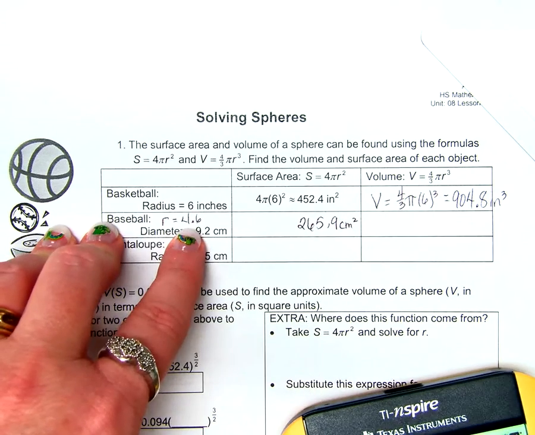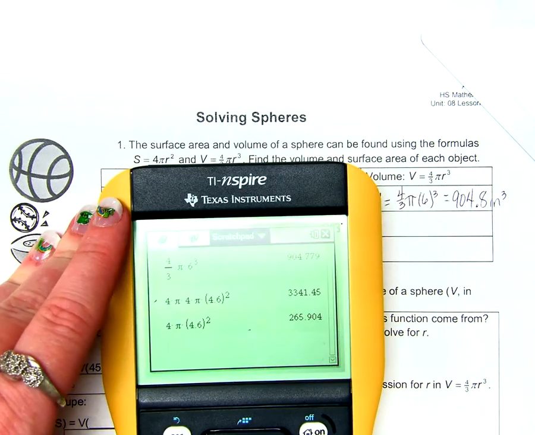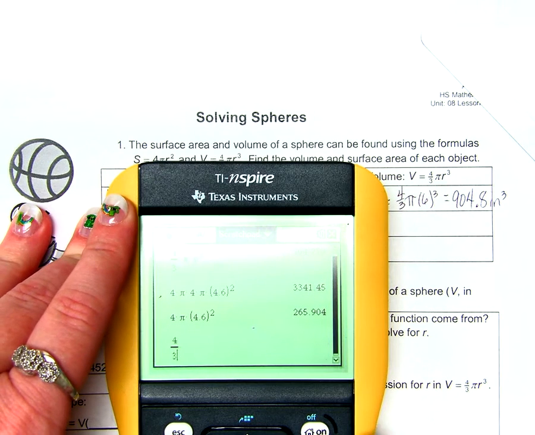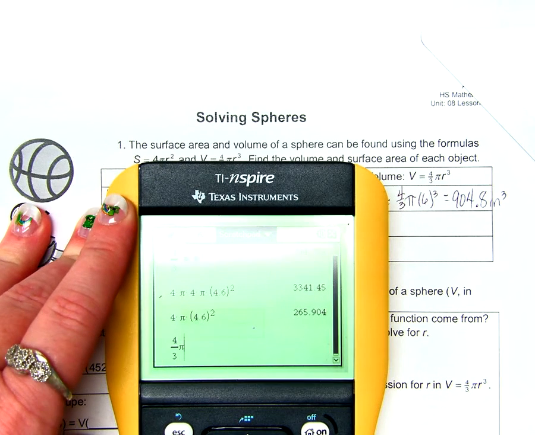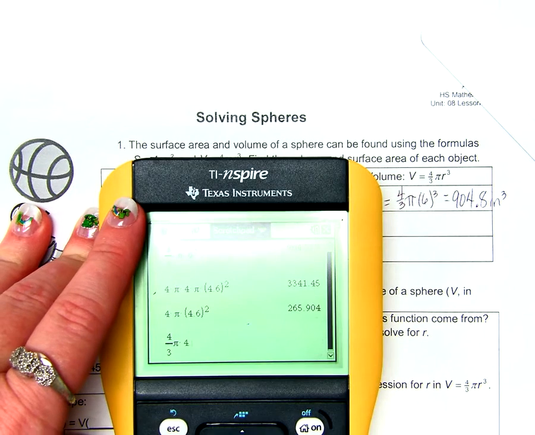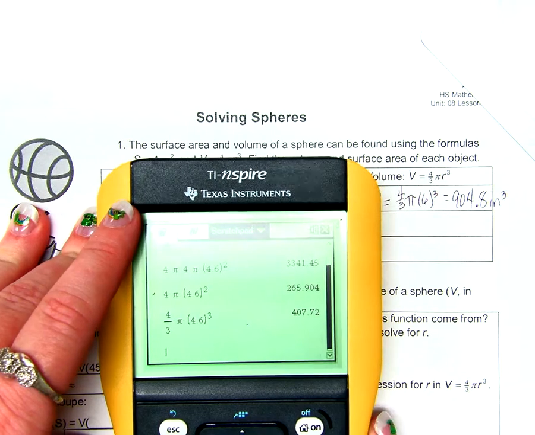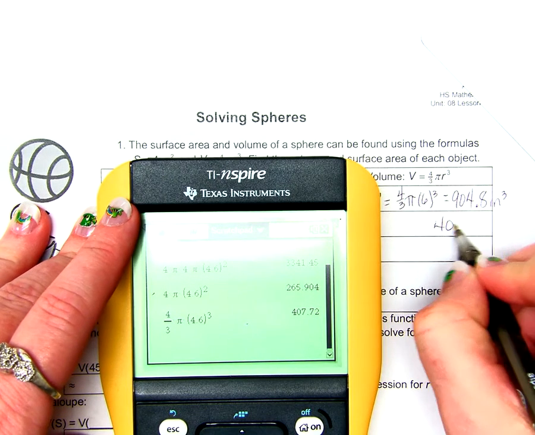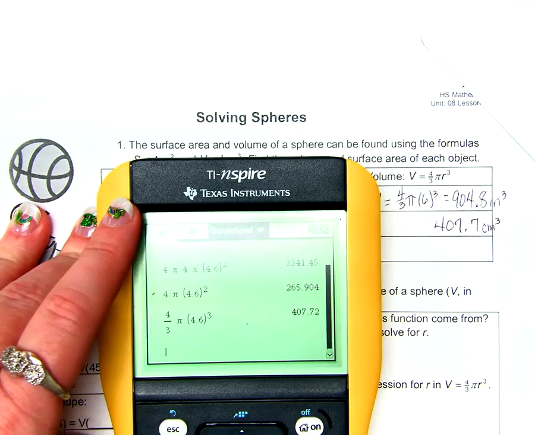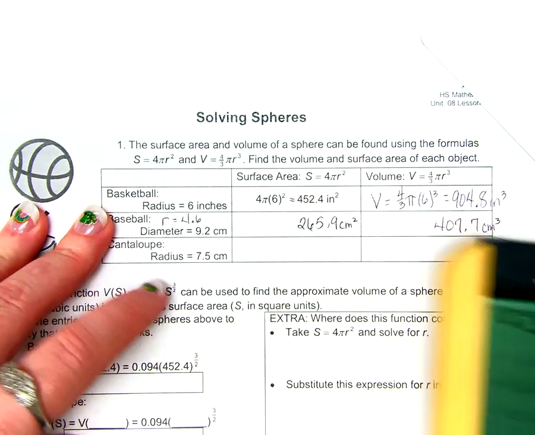Finding the volume of a baseball, same kind of deal. We're going to have to use the radius and not the diameter. So we're going to do control divide to get my 4/3. 4/3 pi times, what was it, 4.6? 4.6 raised to the 3rd power. Okay, that's 407.7 centimeters cubed. We're dealing with 3 dimensions here, so it's cubed.